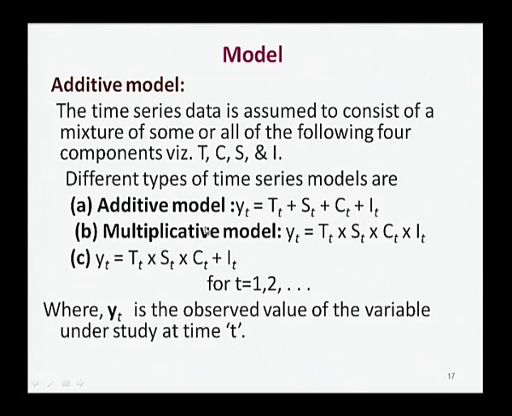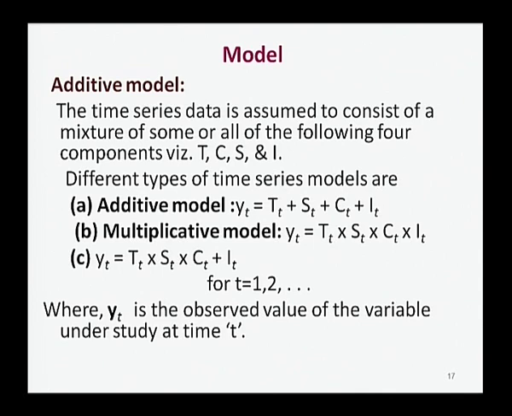And in the multiplicative model, this yt is equal to the product of all these 4 components. And in the third model, this yt is equal to the product of these 3 components, that is Tt, St and Ct, plus It, and this is for different values of t, which takes the values 1, 2, 3 and so on.